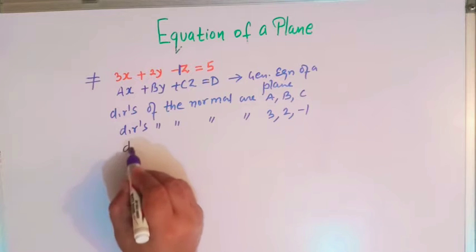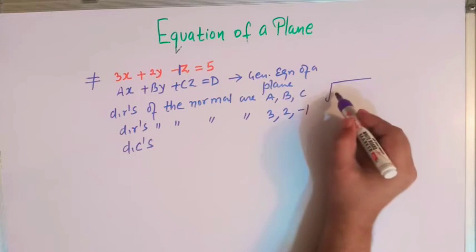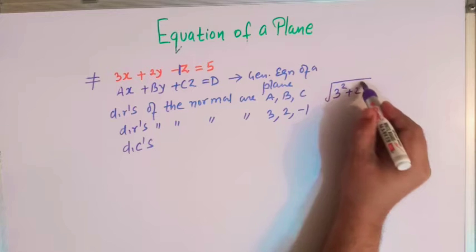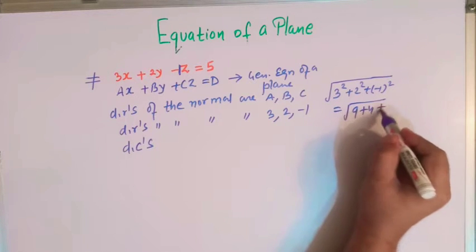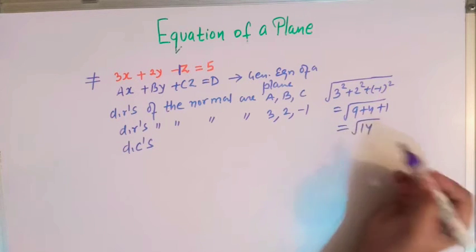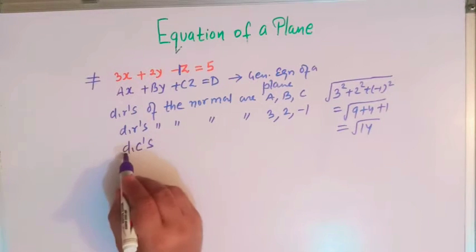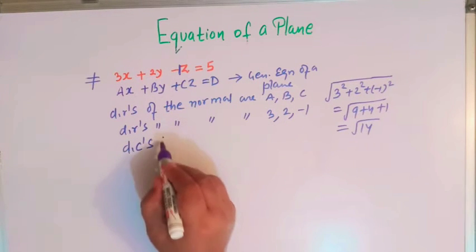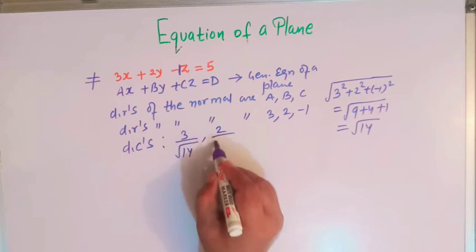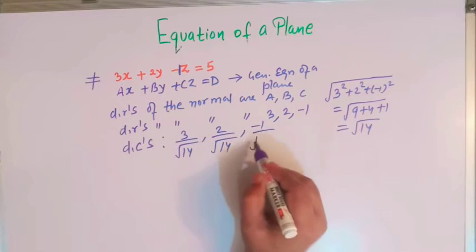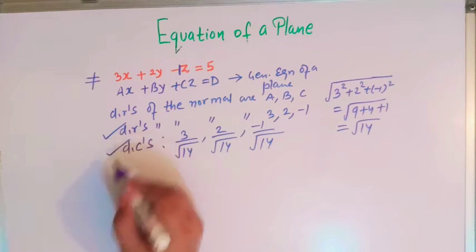Now in order to obtain the direction cosines, we will find the expression square root of 3 square plus 2 square plus minus 1 square, and this is equal to 9 plus 4 plus 1, and this is square root of 14. And if we divide each of these numbers by square root of 14, then we get the direction cosines of the normal. So direction cosines are 3 divided by square root of 14, 2 divided by square root of 14, and minus 1 divided by square root of 14, right? So DRs we have obtained, DCs we have obtained.